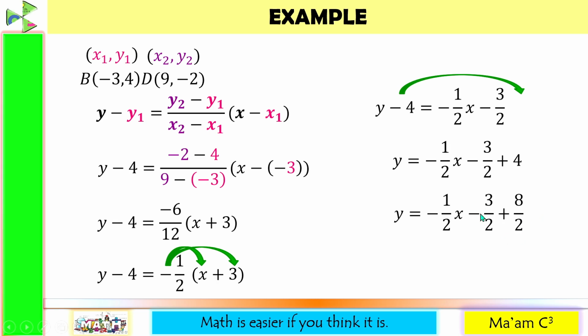So we simply have to compute negative 3 plus 8, and that will give us 5. So our final answer is y equals negative 1/2 x plus 5/2.